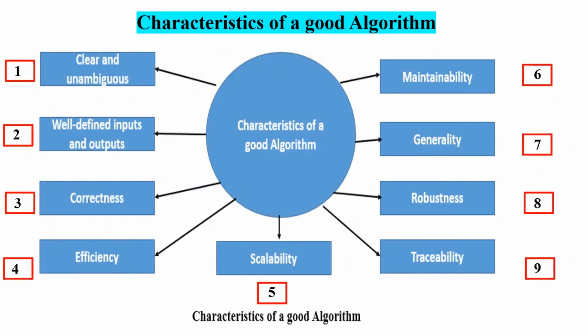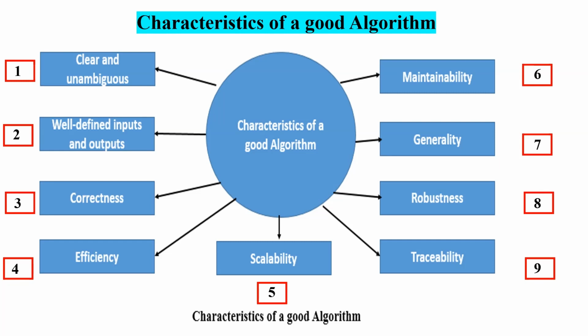Next, we will see the characteristics of a good algorithm. A good algorithm is one that solves the problem efficiently and effectively while adhering to certain characteristics. Here are some of the key characteristics of a good algorithm. First point: clear and unambiguous. A good algorithm should be clear and unambiguous, with well-defined steps that are easy to understand and interpret.